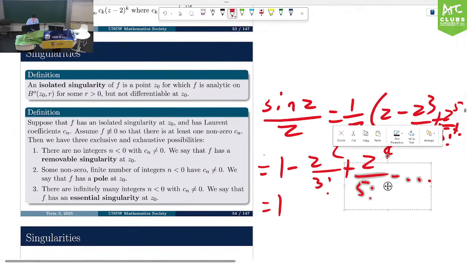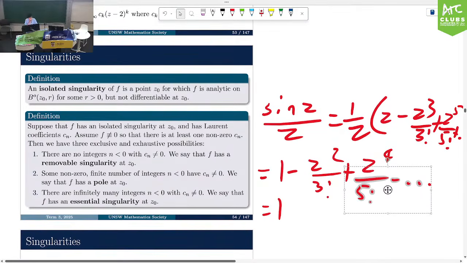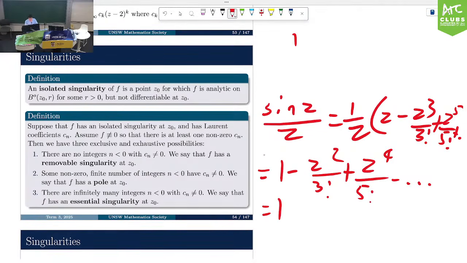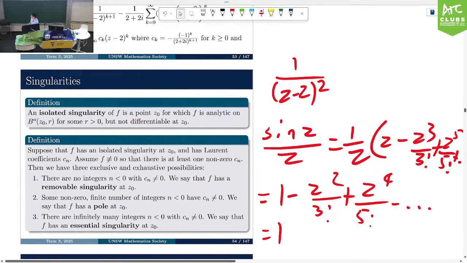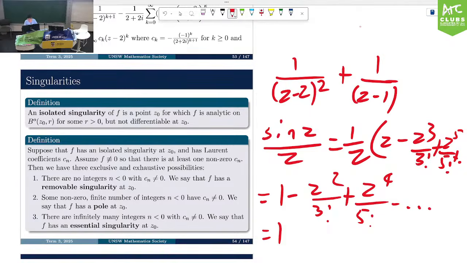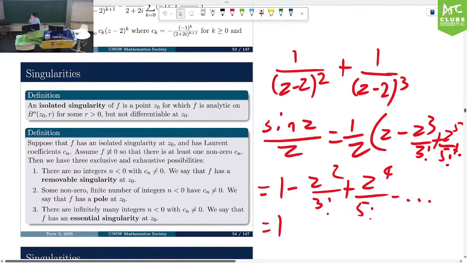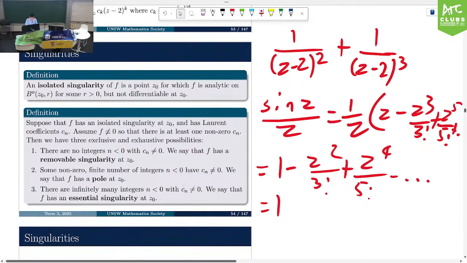Next, you have poles. The way I like to think about this is that there's going to be a finite number of negative power terms. Another example I can give is something like 1 on (z minus 2) squared. Obviously it's a power of minus 2, so that's a finite number of negative terms. I could also have something like this, where I have 2 negative powers. As long as it's finite, that's the point. If that's the case, then we call that a pole.